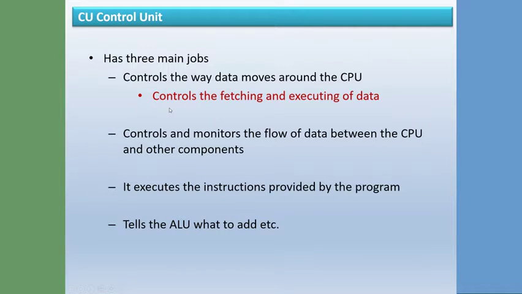The control unit has 3 main jobs. It controls the way the data is moving around the CPU, so it basically keeps control of the fetch and execute of data. It monitors the flow of data between the CPU and the other components, such as the RAM. And it also executes the instructions provided by the program, but it also tells the arithmetic logic unit what to add together. Okay.